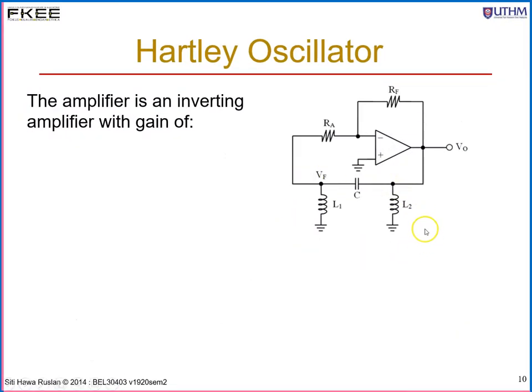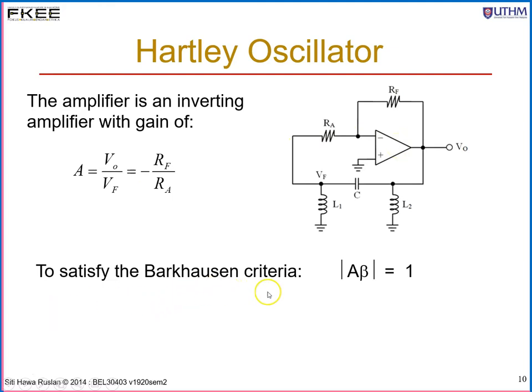Since the feedback network has a negative sign, it introduces a 180 degree phase shift. So that's why your amplifier is an inverting amplifier. Your RA goes to the input terminal, the negative side of your op-amp, and this is your VO. And for this type of amplifier, the gain will be minus RF over RA. Again, there is a negative sign, so your amplifier will give a 180 degree phase shift.